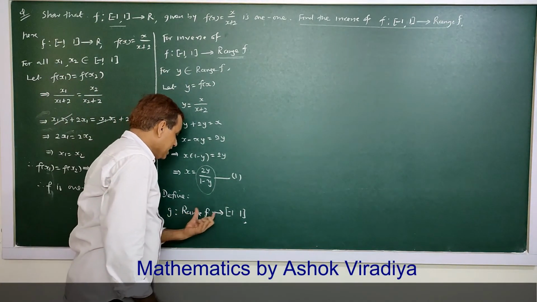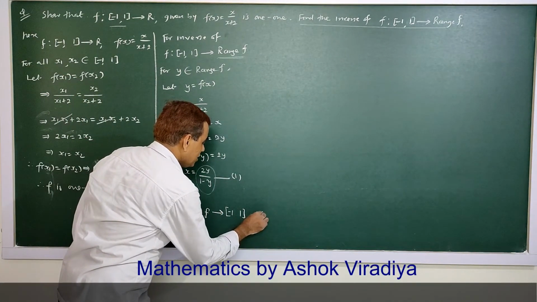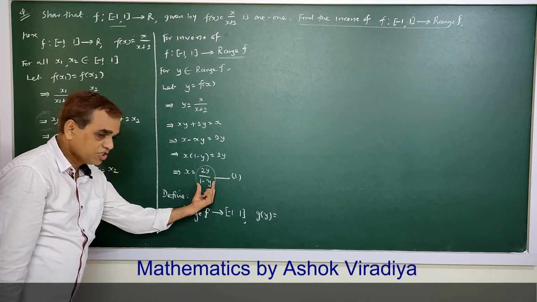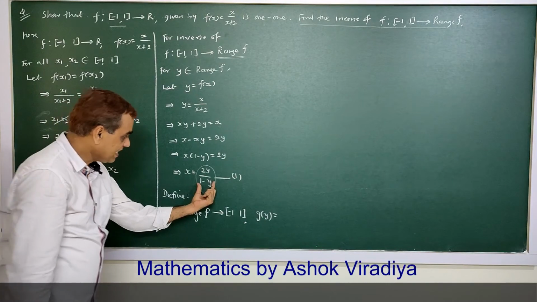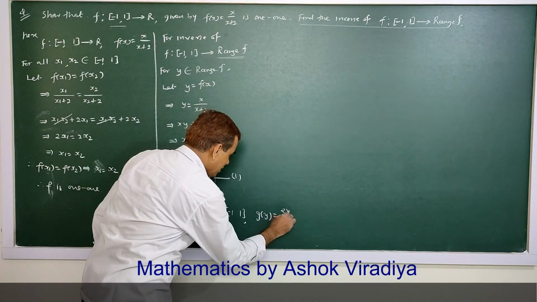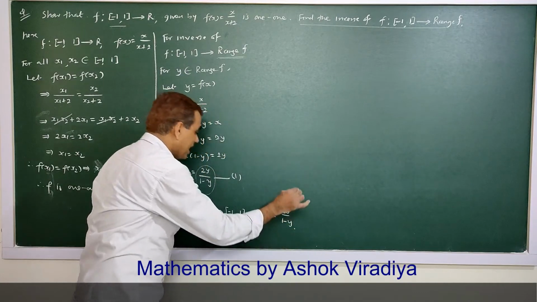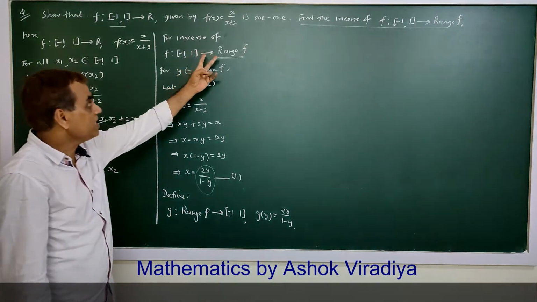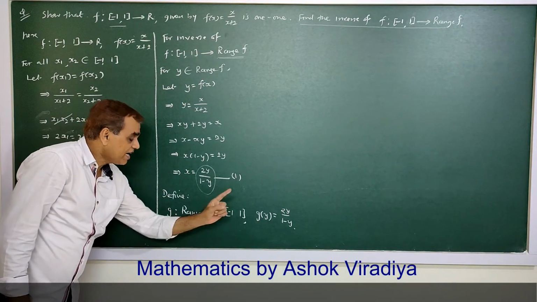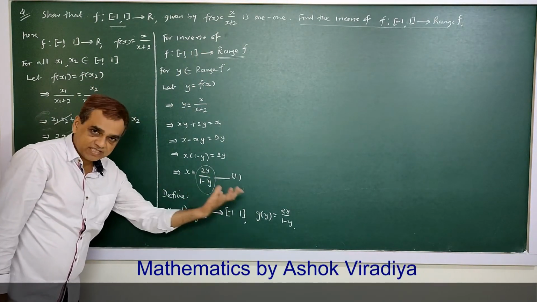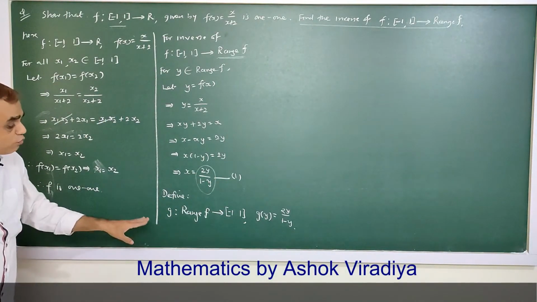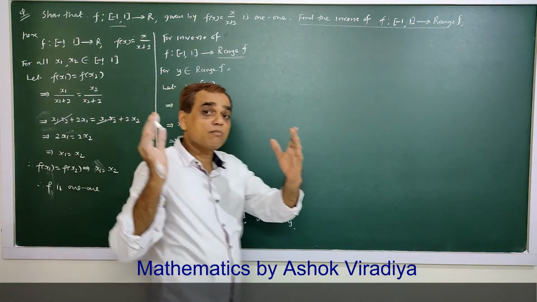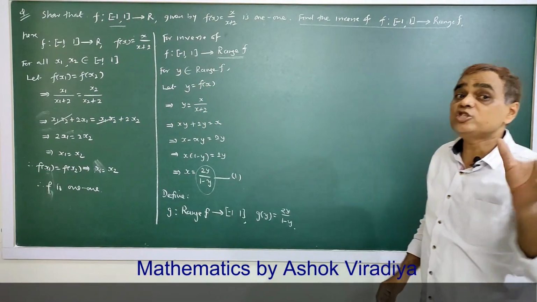So g from B to A, g of y, take this value of x for g of y. So g of y is 2y upon 1 minus y. f is from A to B, and g from B to A, where g of y is the value of x. So now we are given f and g, and we are checking both compositions, f∘g and g∘f.